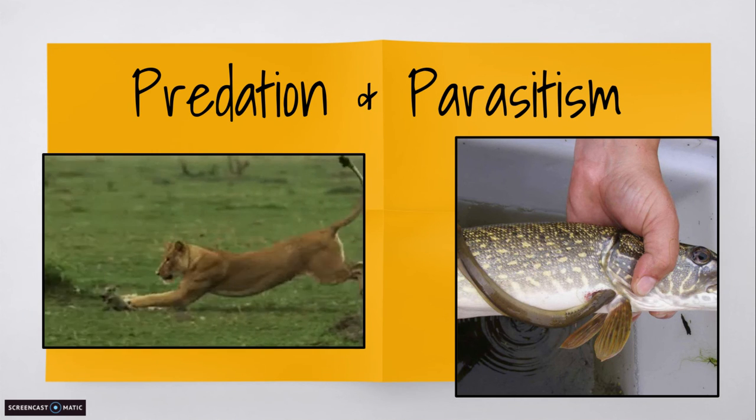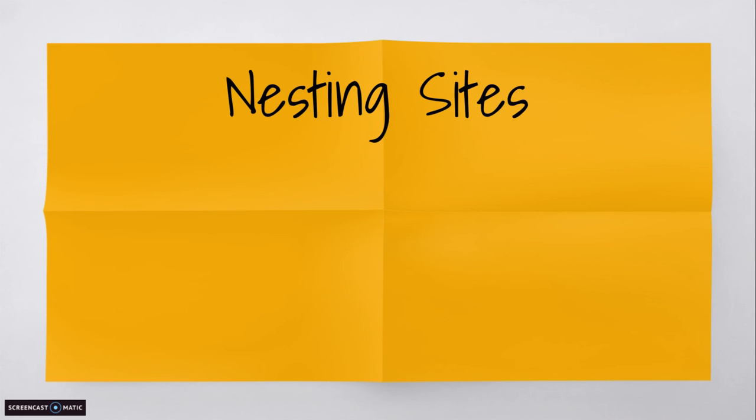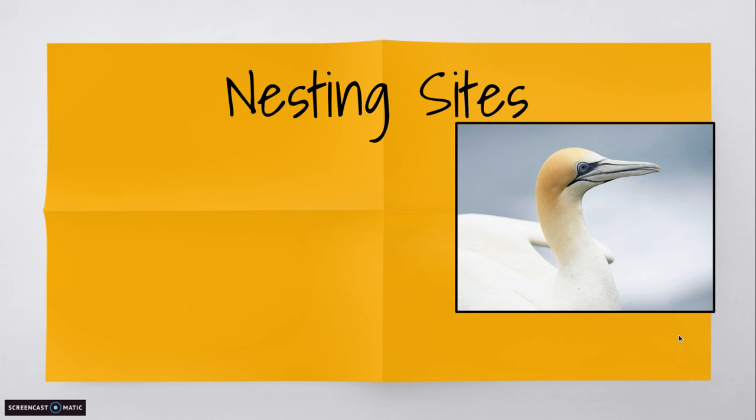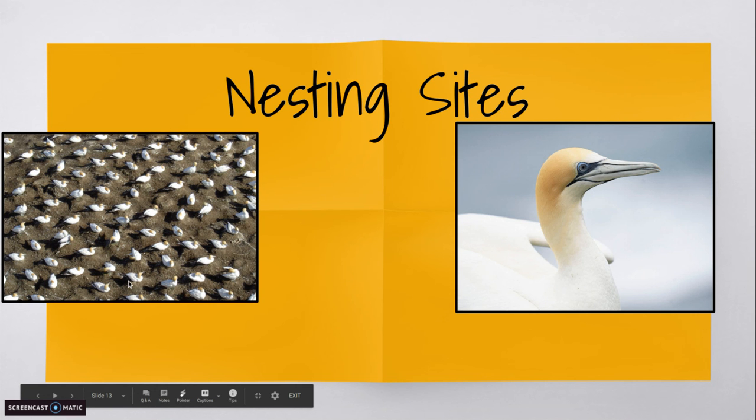Finally, one more. The last limiting factor is nesting sites. So the availability of nesting sites limits populations in much the same way that space does. Okay, so gannets, this is a gannet right here. Gannets are seabirds. And what a lot of seabirds do is live exclusively in the ocean, right? The only time they come to shore is to nest, like these gannets, okay?